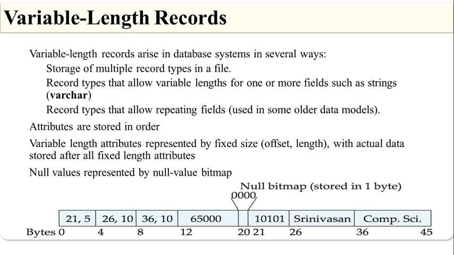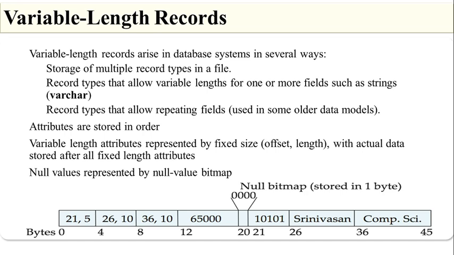Then variable length records. Variable length records arise in the database system in several ways: storage of multiple record types in a file, record types that allow variable length for one or more fields such as strings, and record types that allow repeating fields, used in some of the older data models.